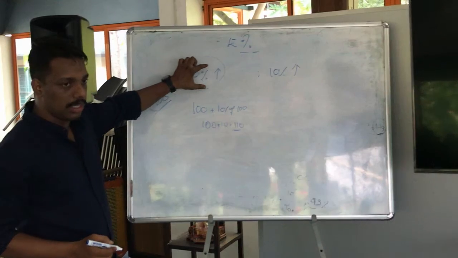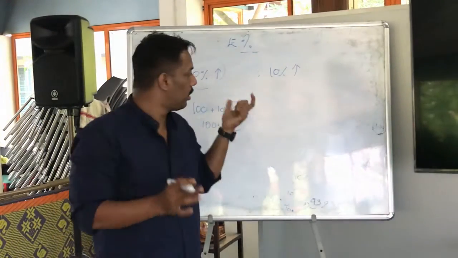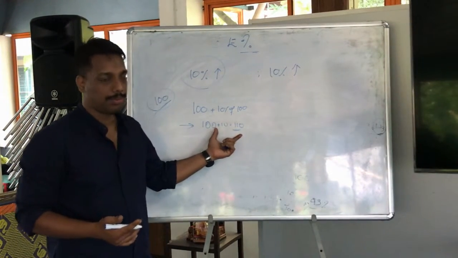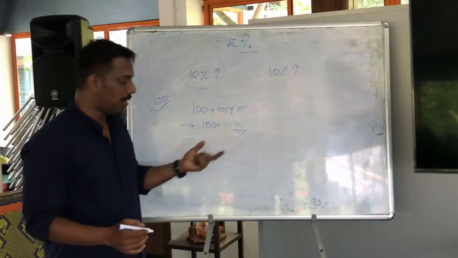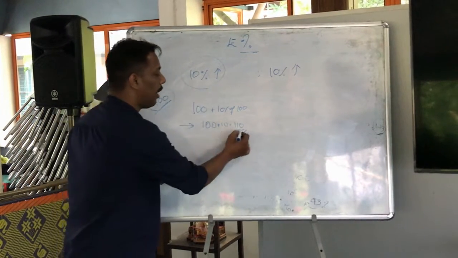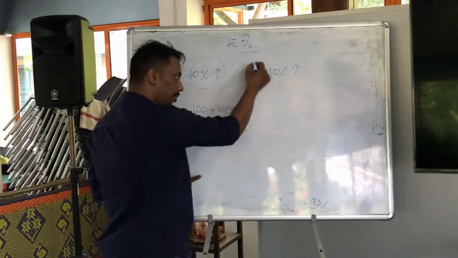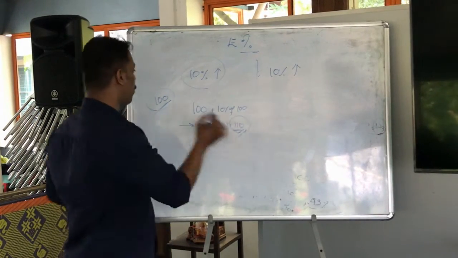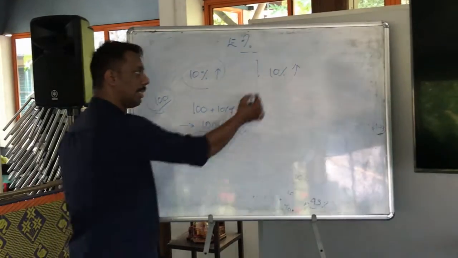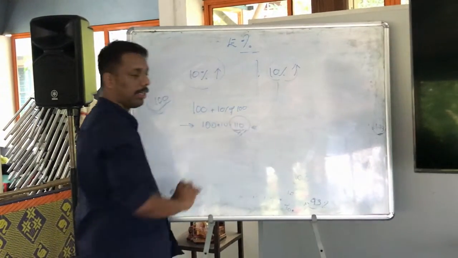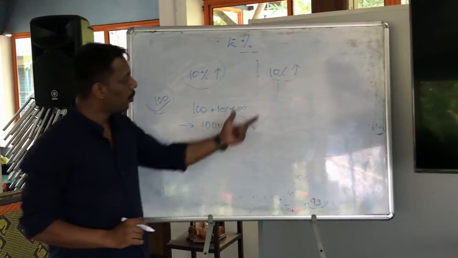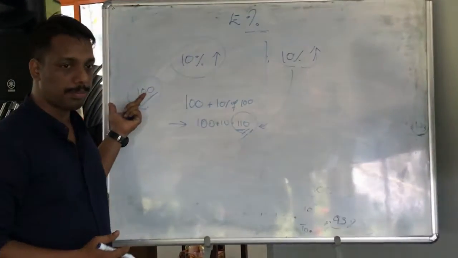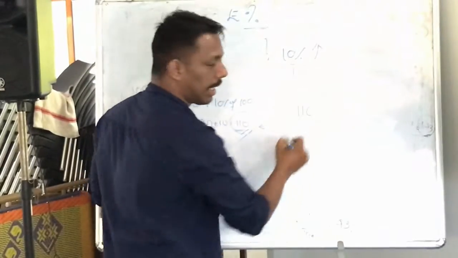In the first instance, after increasing 10%, the price will be 110, right? Then check the second case. You are not adding this 10% to the initial value. You are adding this 10% to this value, 110. So you have to add 10% of 110, not of 100.